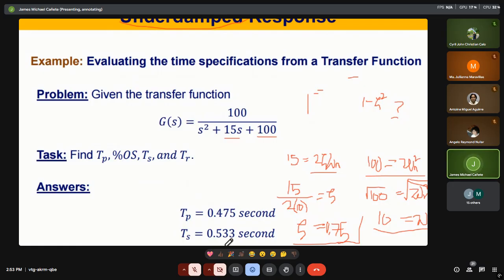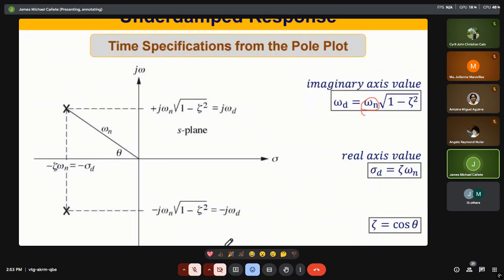If you solve this, you cannot use MATLAB. So, you need to have your scientific calculator. Any questions so far?